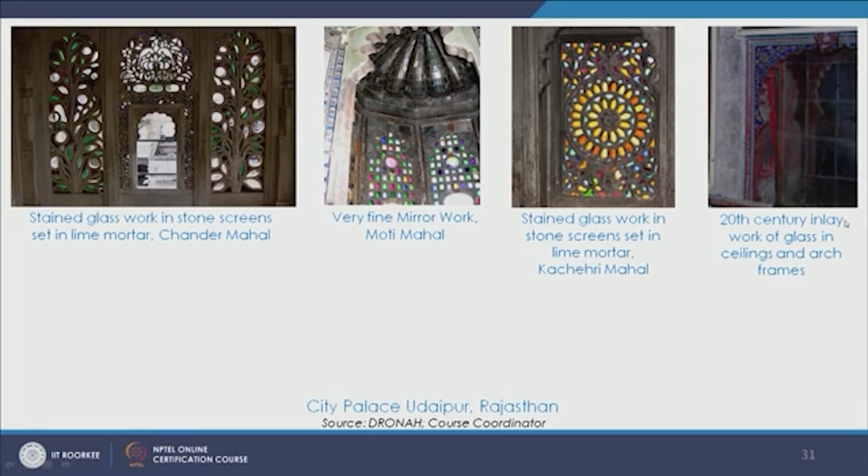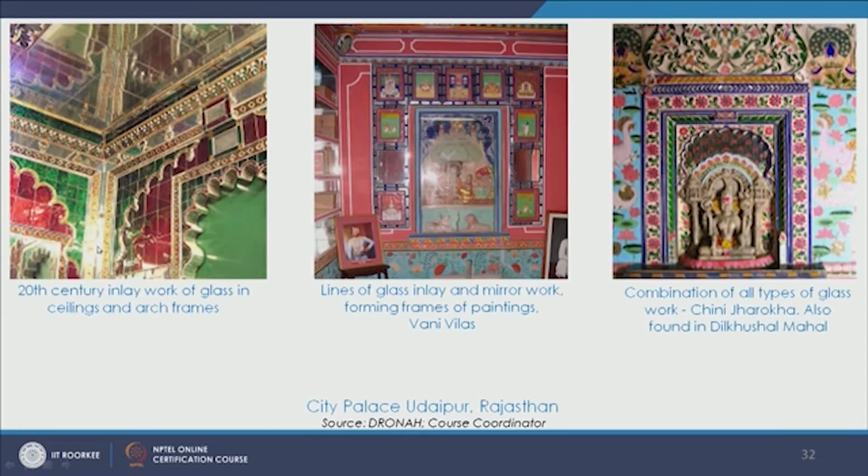This is 20th century inlay work of glass in ceilings and arch frames. So these are arch frames over here. It's also seen on the ceilings. This is again 20th century inlay work of glass in ceilings and arch frames, and there are different colors we see over here, green and red.